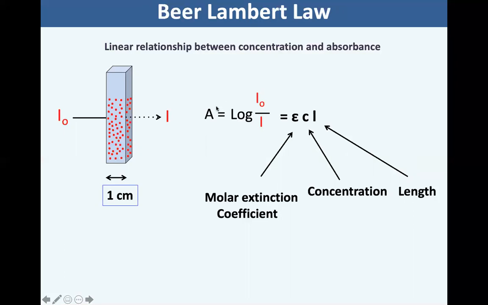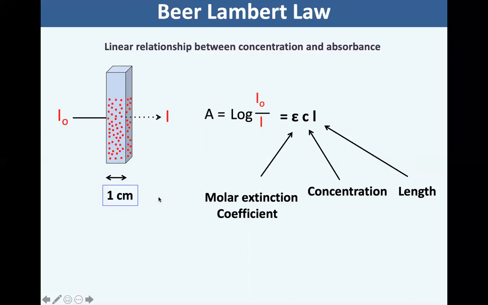And what you can define is that the absorbance equals the molar extinction coefficient, which is a property of a particular type of molecular group, or a protein. Hemoglobin would have a different molar extinction coefficient than serum albumin. And you can determine the concentration using this formula, and the path length, the length which is crossed, is usually set at 1 centimeter.